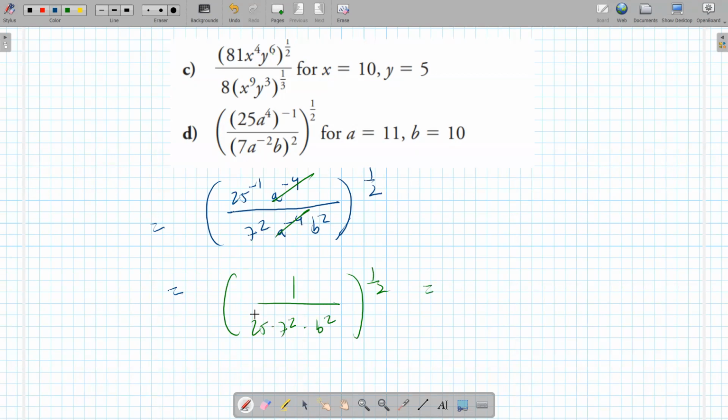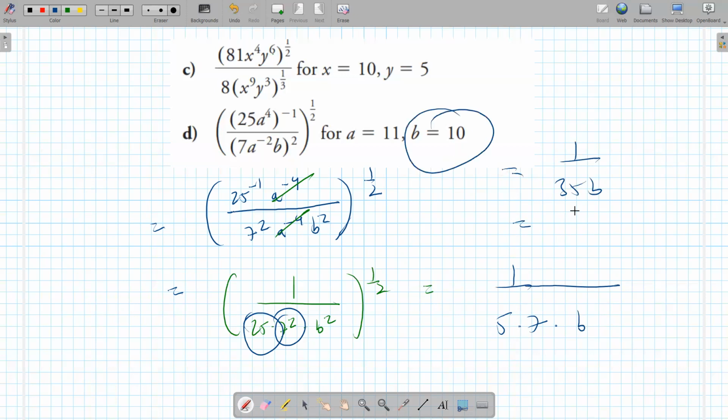Square root of 25 is 5. Square root of 7 squared is 7. What's the square root of b squared? B. So you have 1/35b as your answer. There's no a's. That means b is 10, so the answer is 1/350. And that'll be the final answer, and you are done. Okay?